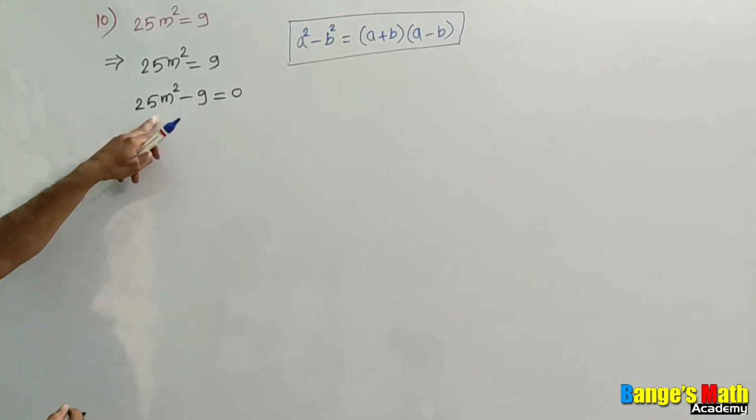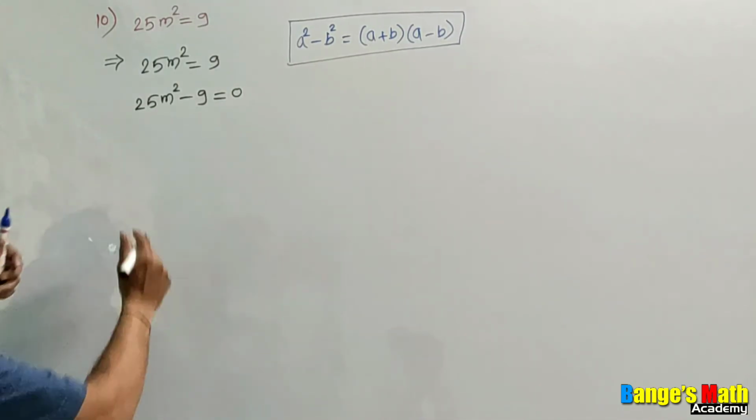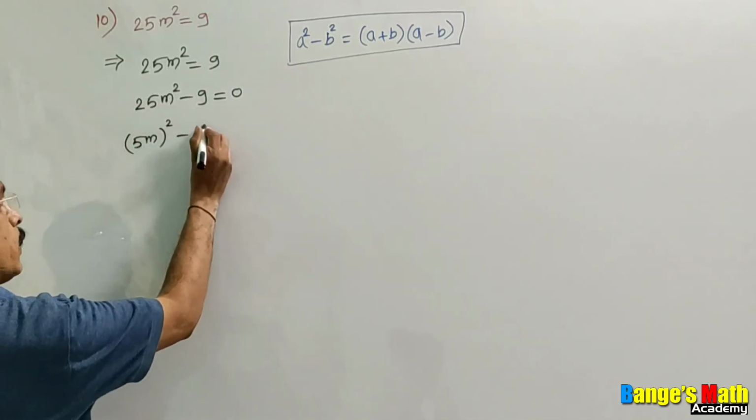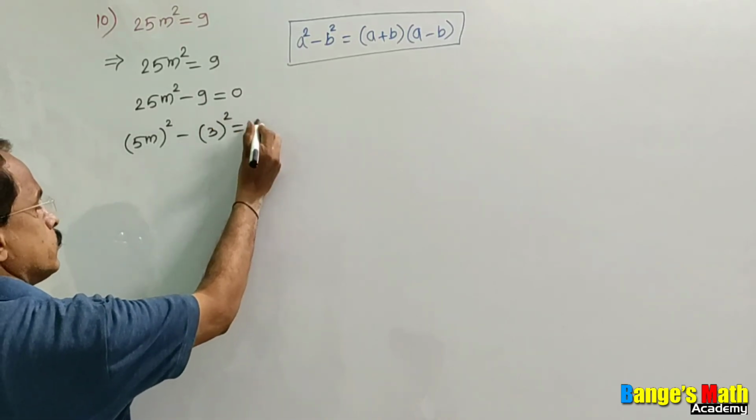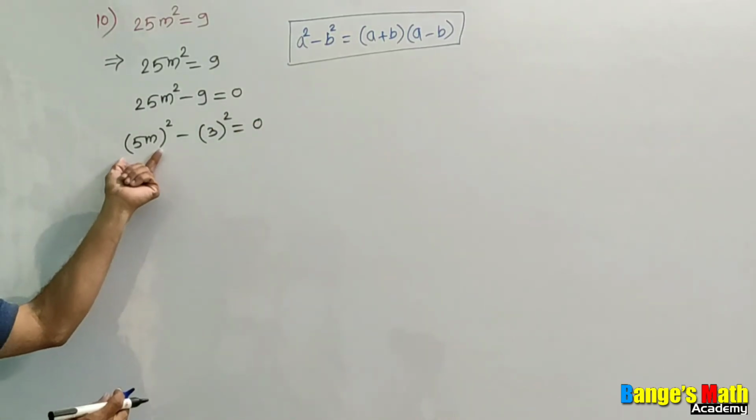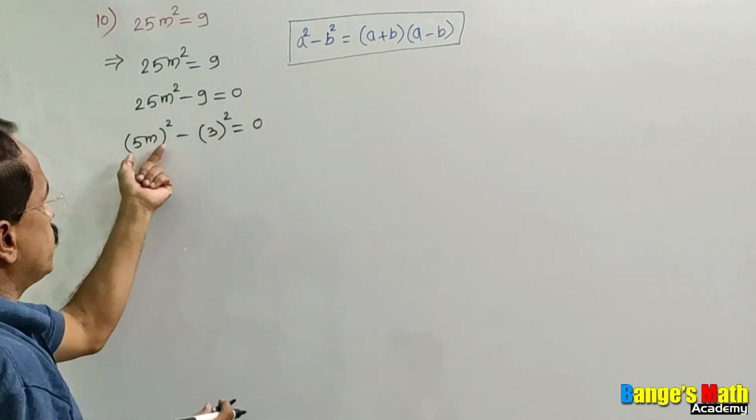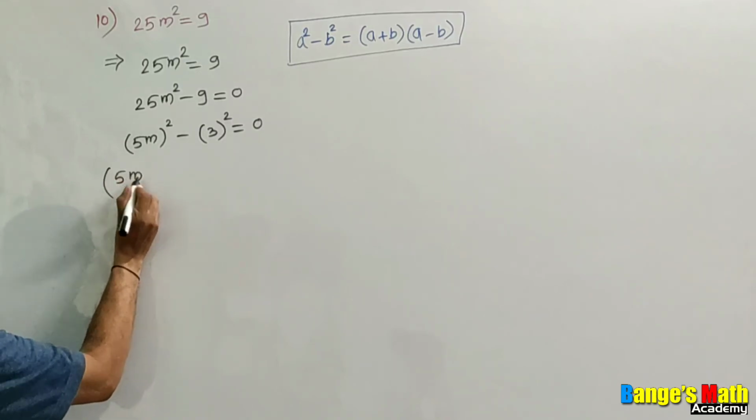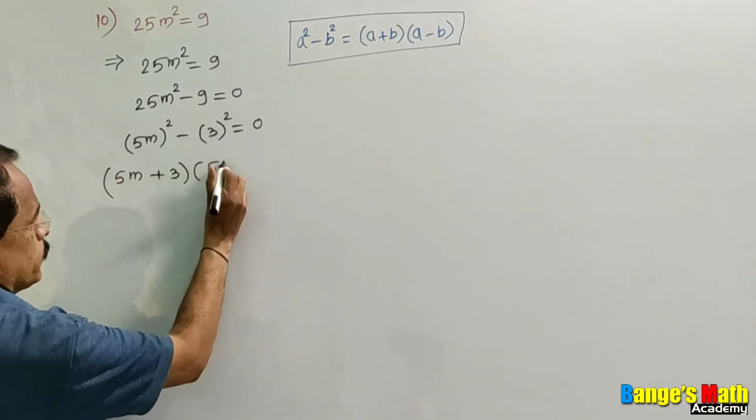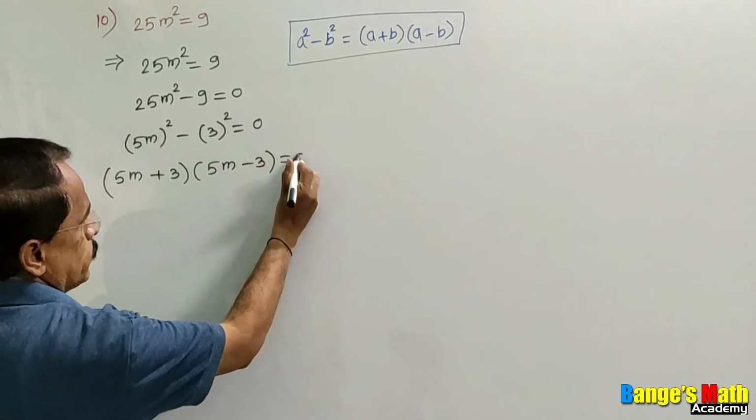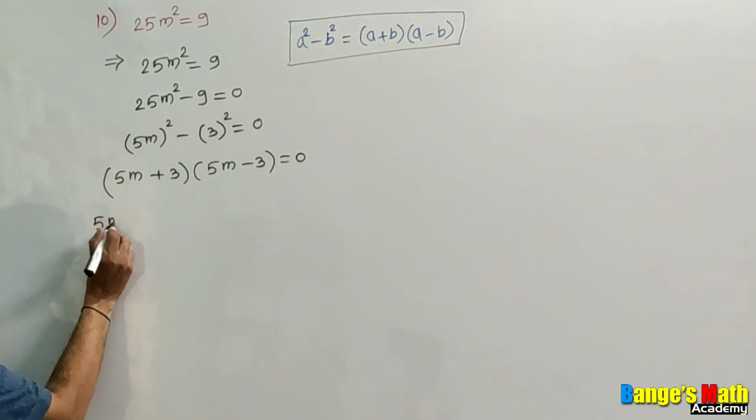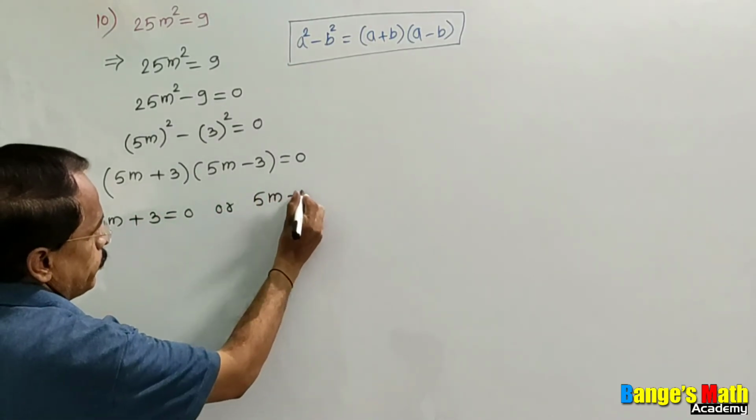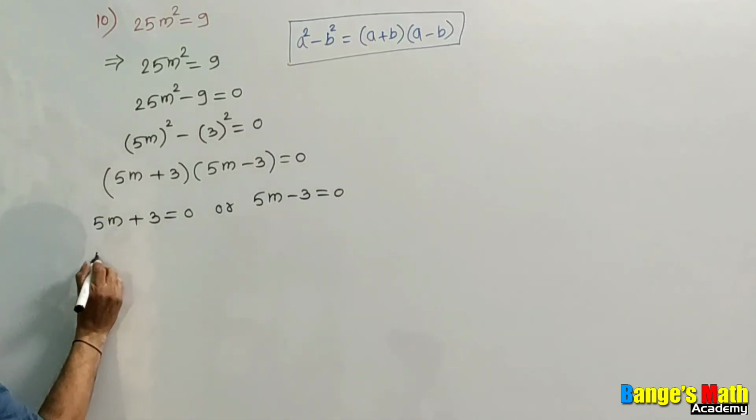25 m square is the square of 5m and 9 is the square of 3. So we can write it this way: (5m) square minus 3 square is equal to 0. Consider this as a square and this as b square, a square minus b square. So expand this: (5m plus 3) into (5m minus 3) is equal to 0. Equate each bracket to 0: 5m plus 3 is equal to 0 or 5m minus 3 is equal to 0.